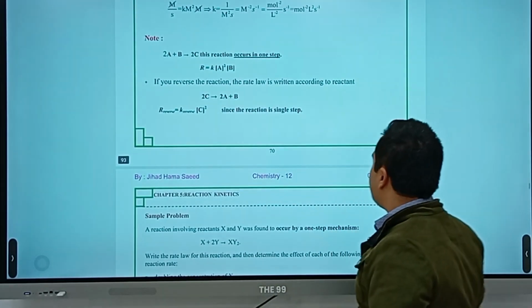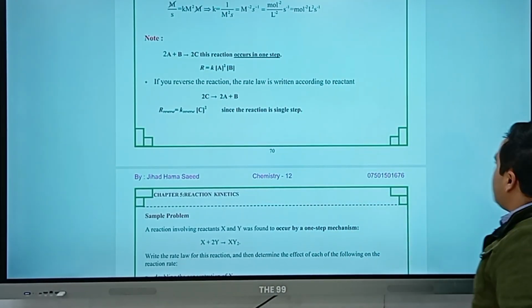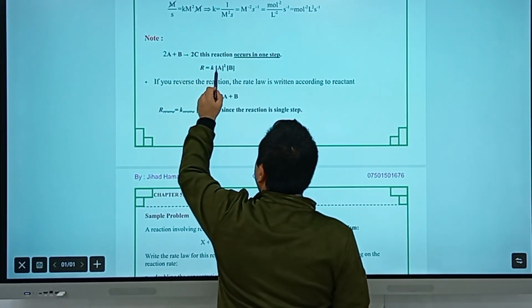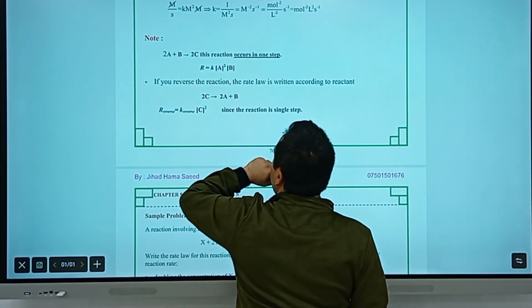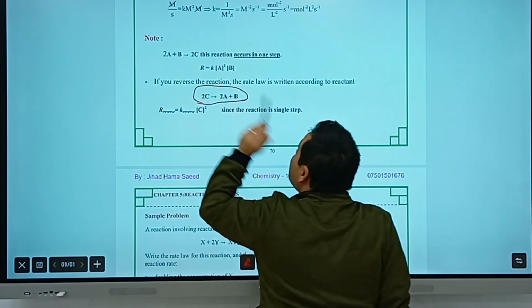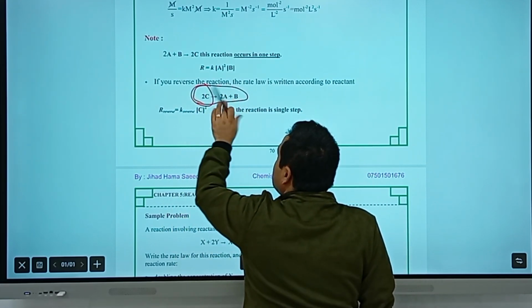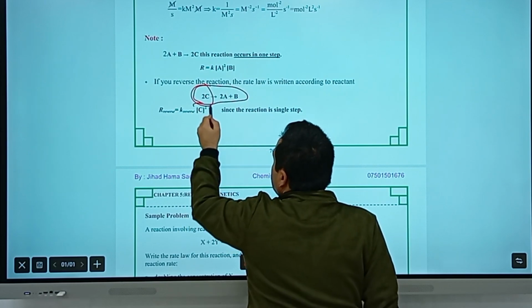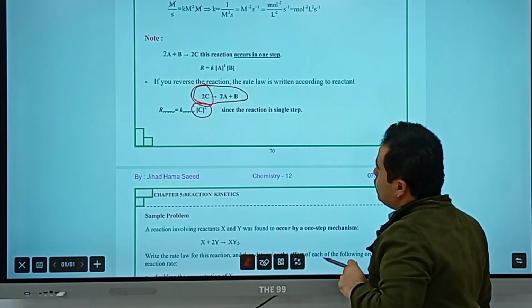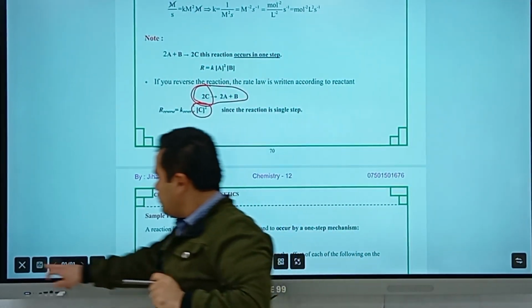Guys, if we reverse the reaction, we have to change the rate law according to the reversed reaction. In the above equation, we have A squared B to the power of 1. When we reverse the reaction, we write the rate law according to the reactant only. We do not include the product. So the reaction rate will be the concentration of C to the power of 2.